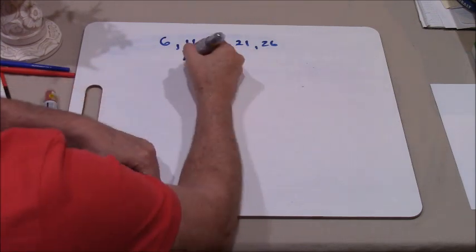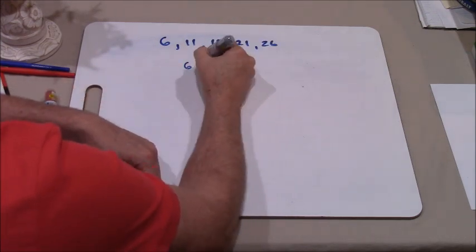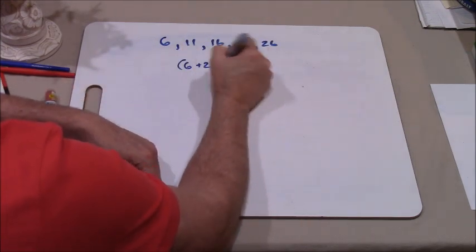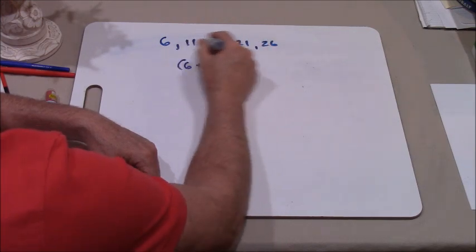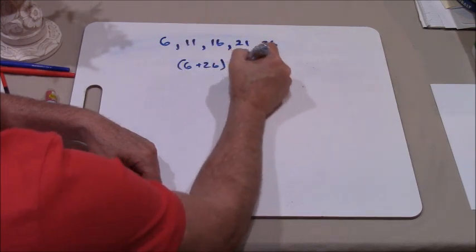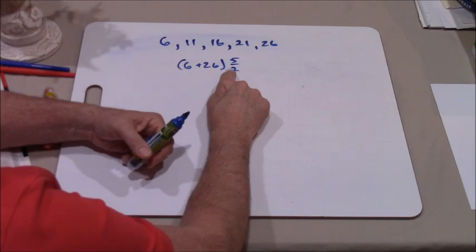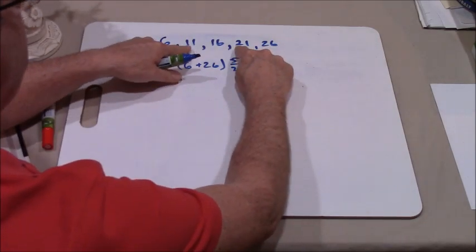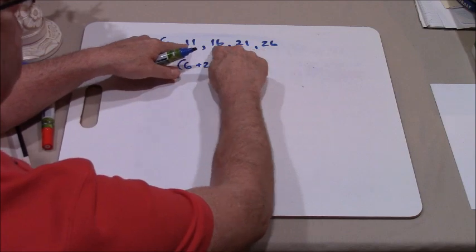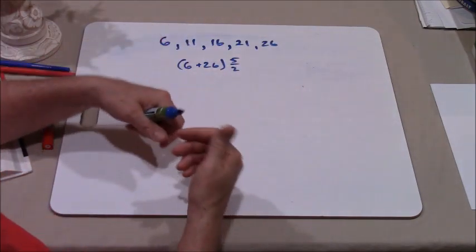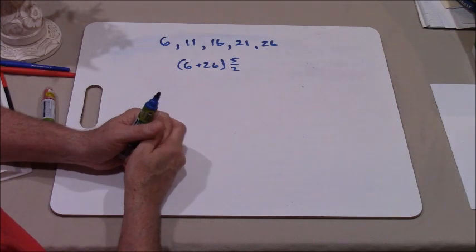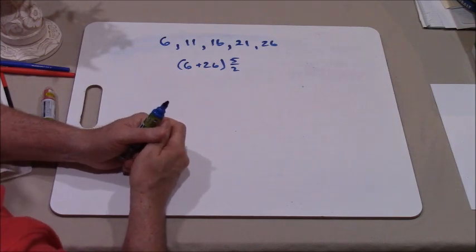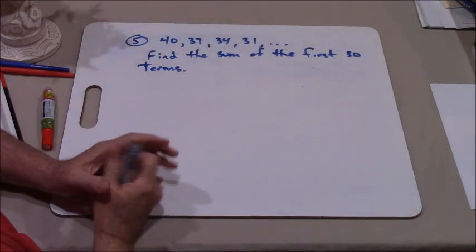So when I add the first to the last, and then I multiply that by the number of terms divided by 2, what we're saying is I've got 2.5 pairs. I've got this pair and this pair. They all add to 32, and that's half of 32, so it's like half a pair. So this formula works even with an odd number of terms. All right, you guys go ahead and try this one.